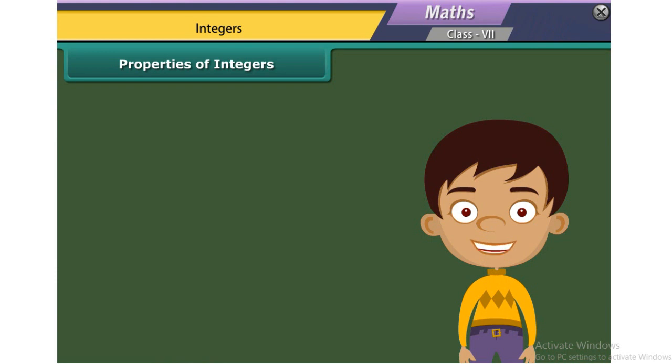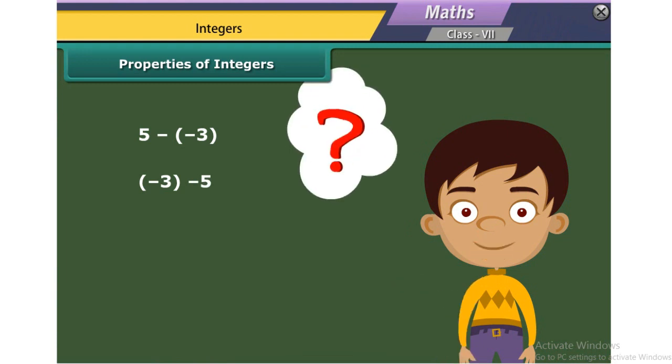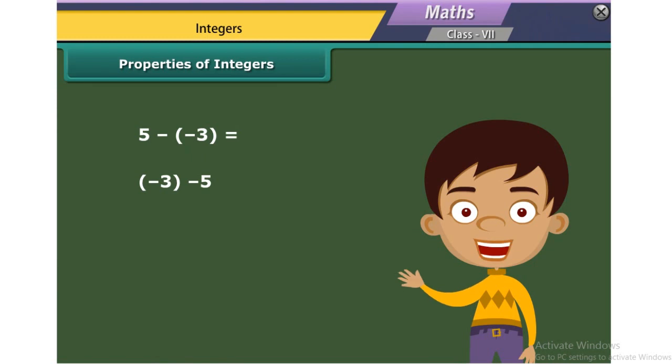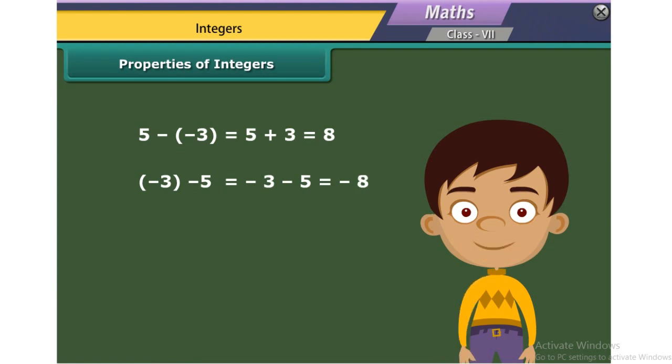Students, is 5 minus (minus 3) the same as minus 3 minus 5? No, because 5 minus (minus 3) is equal to 5 plus 3, which equals 8. And minus 3 minus 5 equals minus 8. Hence, we can say that subtraction is not commutative for integers.